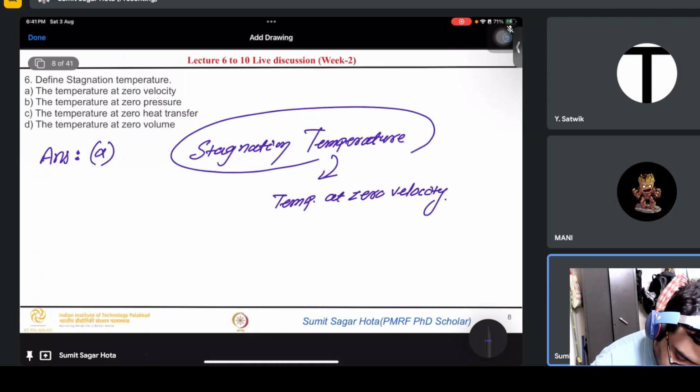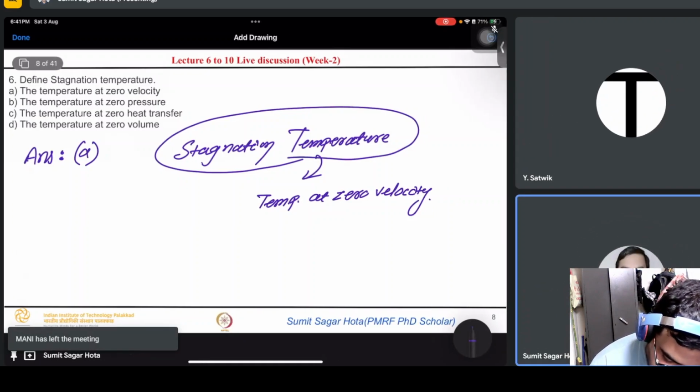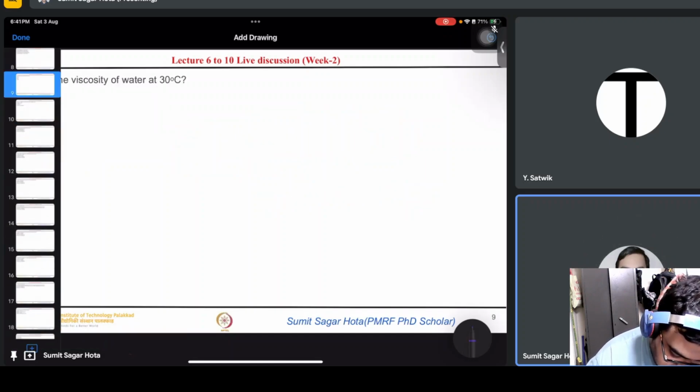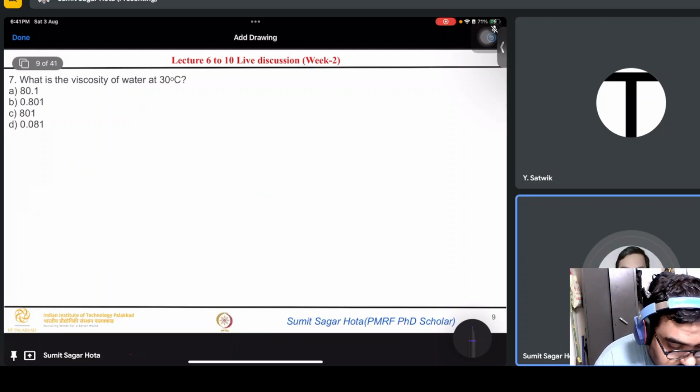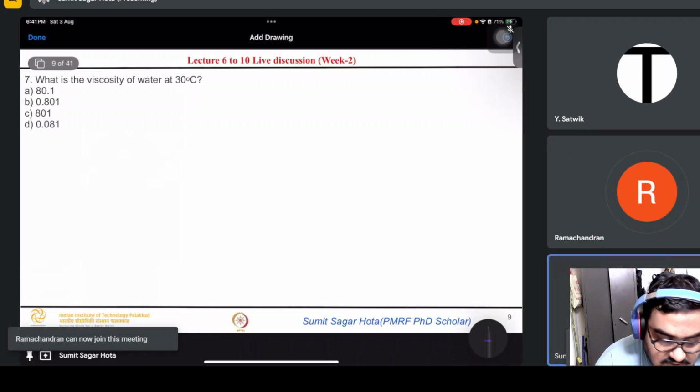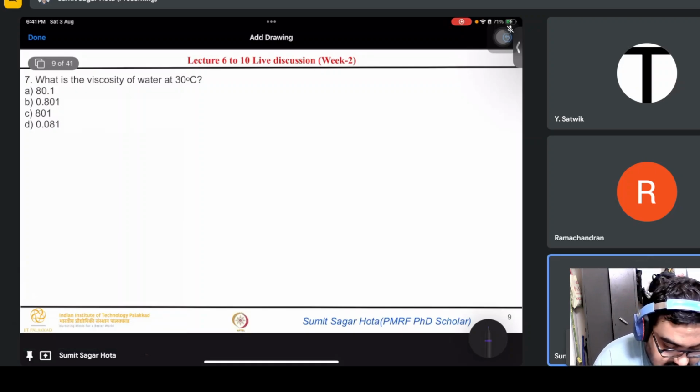Temperature at 0, velocity. Okay, so what is the viscosity of water at 30 degree Celsius? These are some of the quantities you should remember, because in the exam they directly give the formulas and expect the answers from you. Some of the quantities, especially for water and air, you should at least remember.